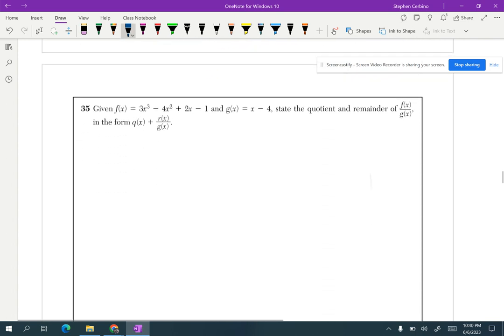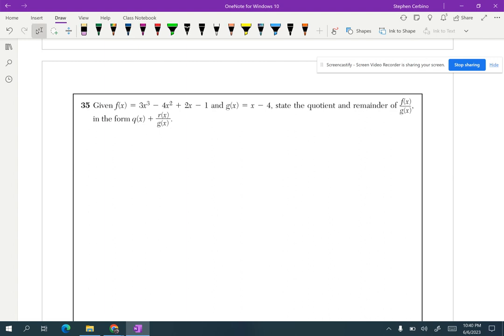All right, moving right along to the next question. It gives us two functions and it wants us to find the quotient. It is just asking you to divide here, right? This expression is just telling us to divide, find the quotient, and then add the remainder over the original thing that you divided by, right? It's the same thing you've always done, it's just showing it in a weird way.